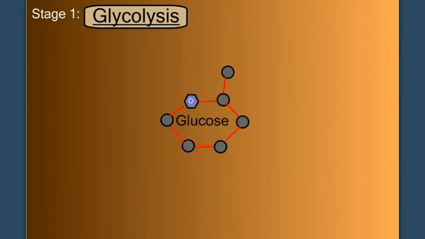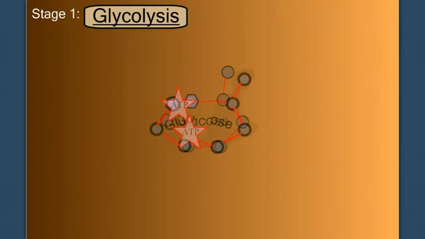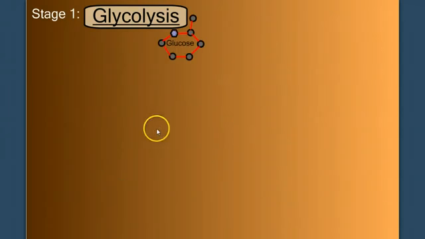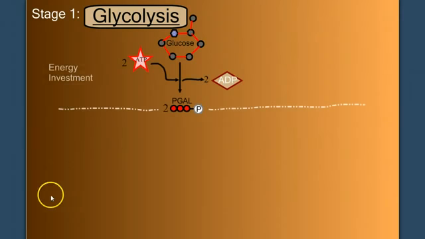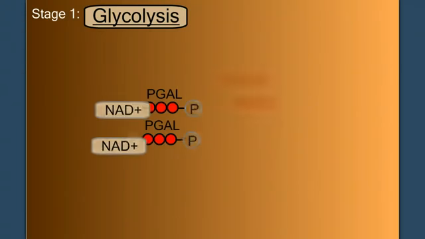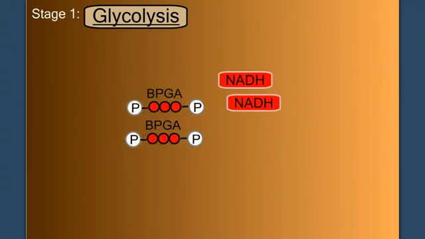So in our first step, we take a 6-carbon molecule and split it into 2 3-carbon PGALs, and it's going to cost us 2 ATP. We call this our energy investment stage. We spend 2 ATP to make 2 PGAL. Now these 2 PGAL molecules are used to reduce NAD plus into NADH, and in doing so the PGAL are converted into BPGA, or biphosphoglycerate.